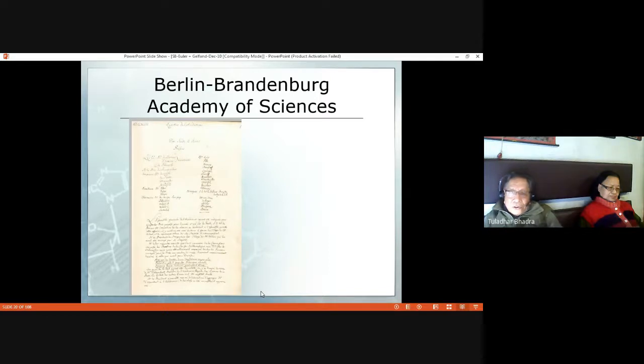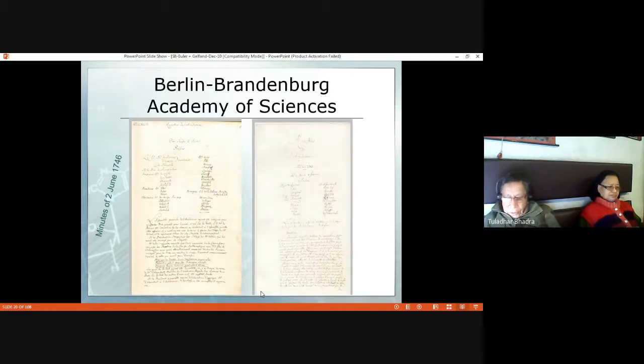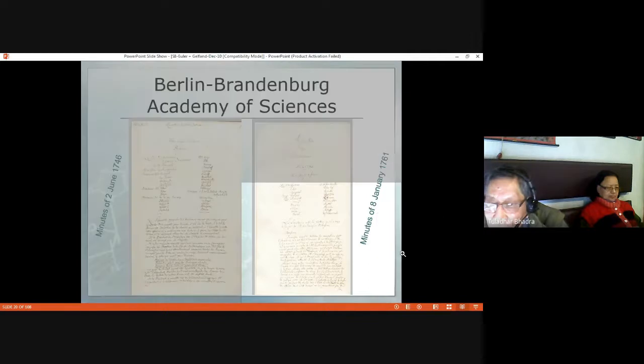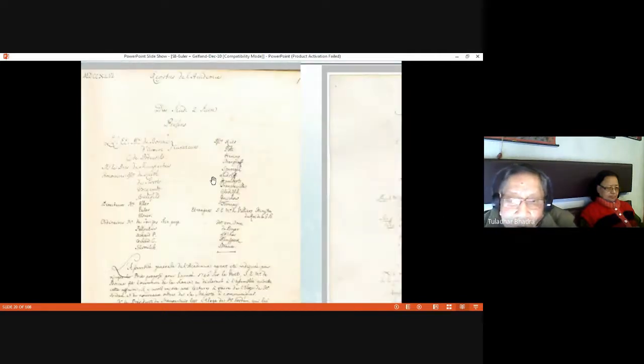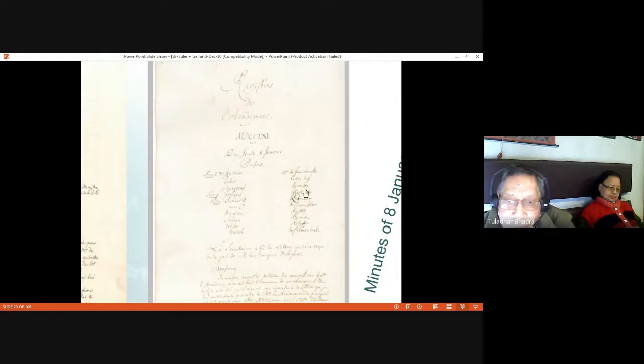These are minutes from the Academy of Berlin, which I have scanned from their webpage. One is from 1746, and another is from January 1770. Somewhere here you will find the name of Euler. Euler is here. You can see Euler's number here, and member Euler was the member right here.